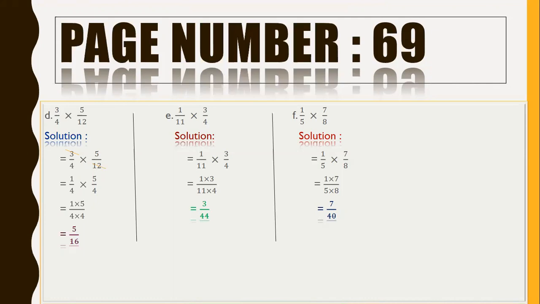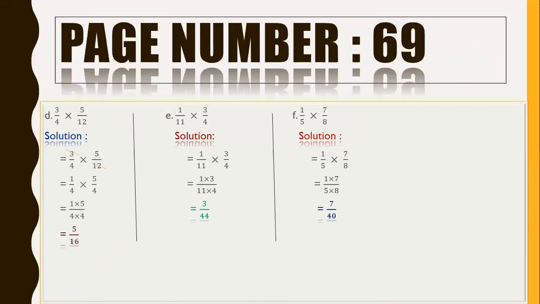But we can see that 3 and 12 we can cancel, because 3 fours are 12. So first we cancel 3 and 12. The first fraction will become 1 over 4 because we cancel 3 with 12, and 5 over 4 because 12 is cancelled with 3. So the first fraction becomes 1 over 4 and the other is 5 over 4.